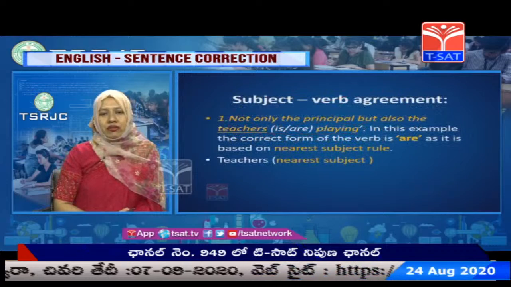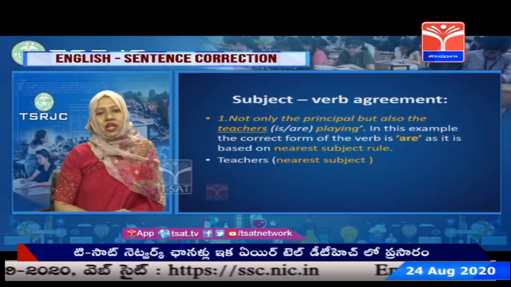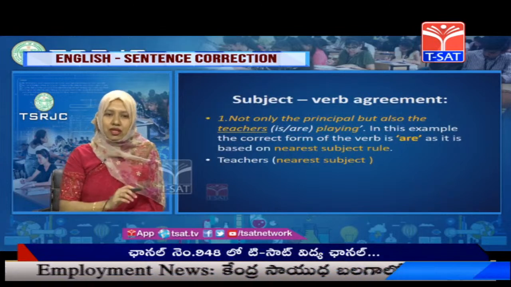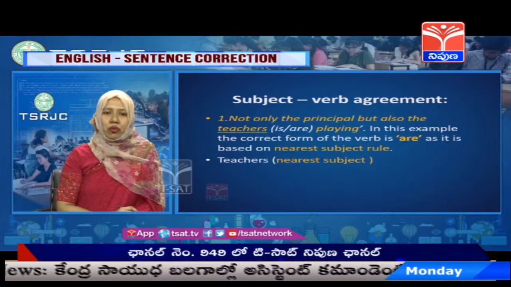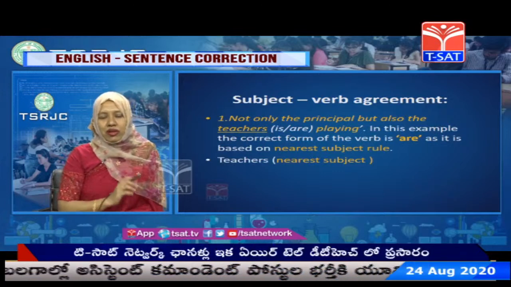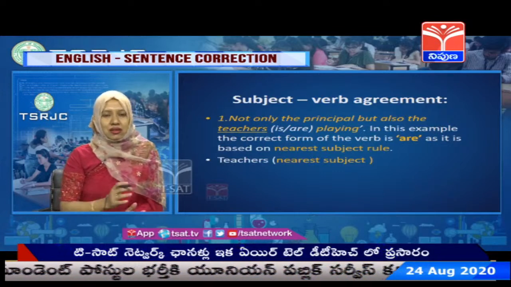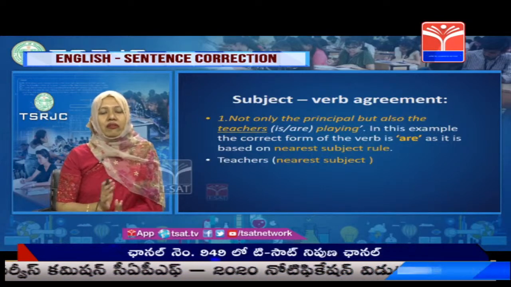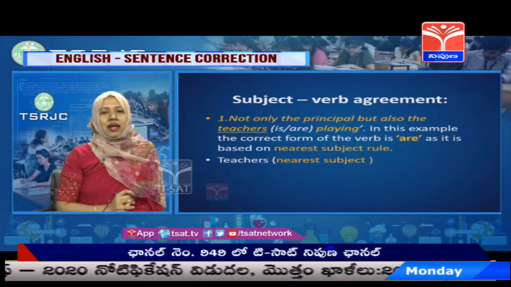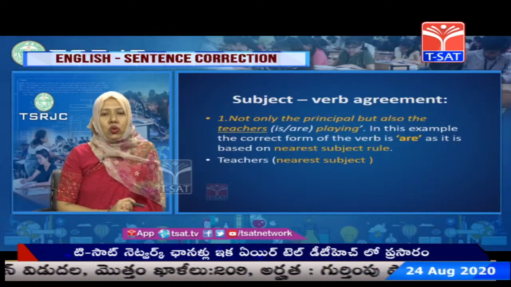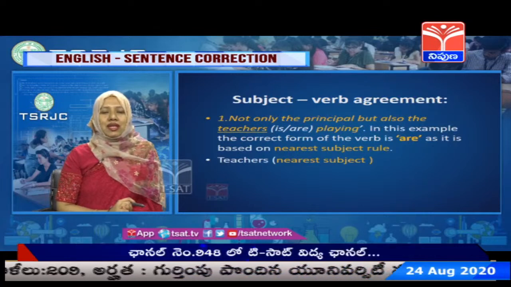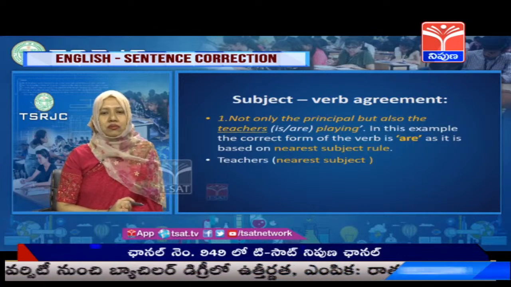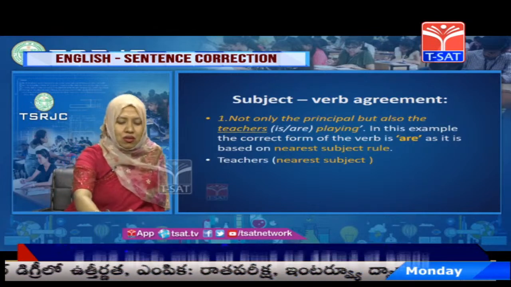Coming to the next rule, subject verb agreement. Till now we were discussing subject verb agreement only. If the subject is singular, the verb also should be singular. If the subject is plural, the verb also should be plural. Now, do you remember we have discussed just now the nearest subject rule and the farthest subject rule. So let us take one example. Not only the principal but also the teachers dash playing. Now, what should come here? It should be is or are.